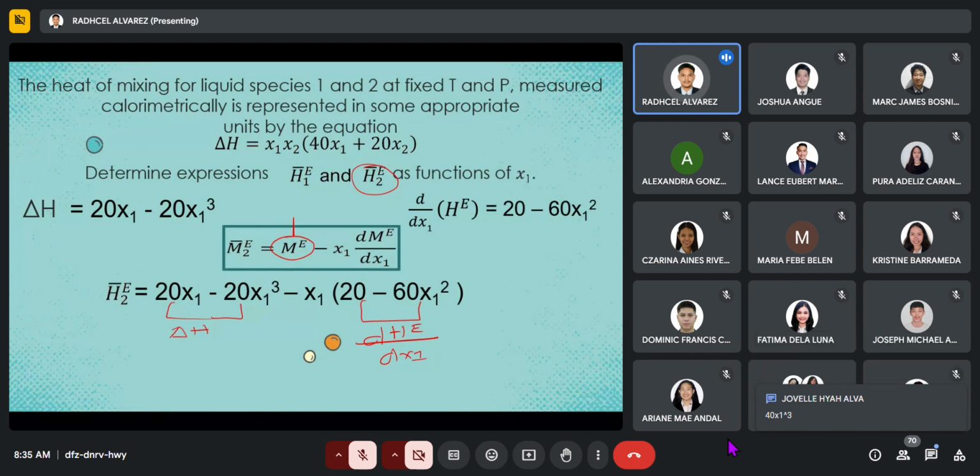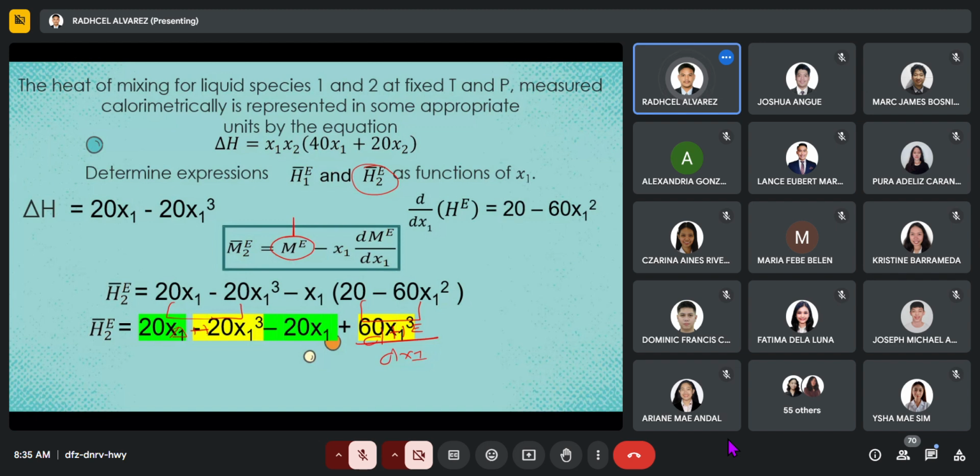Okay, so nakikita kong comment ay 40x1 cube. Very good. That is also our correct answer. So, dito yung mga nakakulay na same color, sila yung mga like terms. So, makakancel na itong 20x1 and negative 20x1. Tapos, ang natira na lang ay 60x1 cube and negative 20x1 cube, giving us the final answer of 40x1 cube. So, very good.